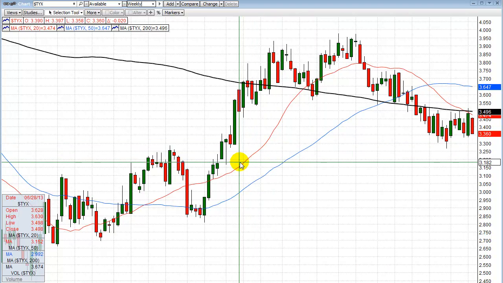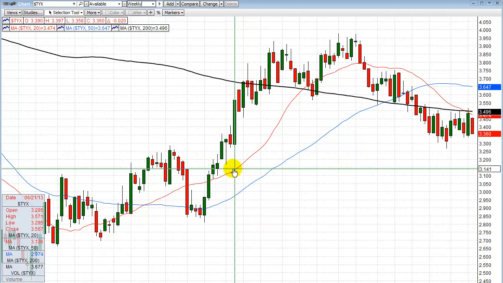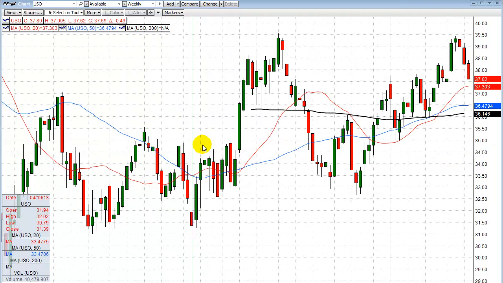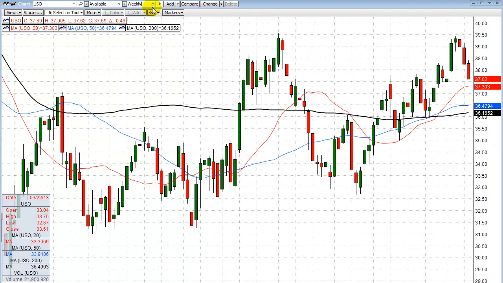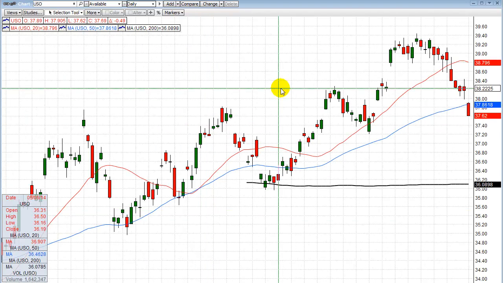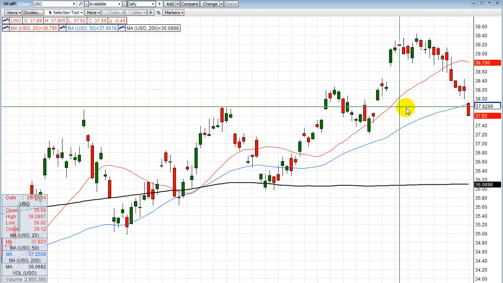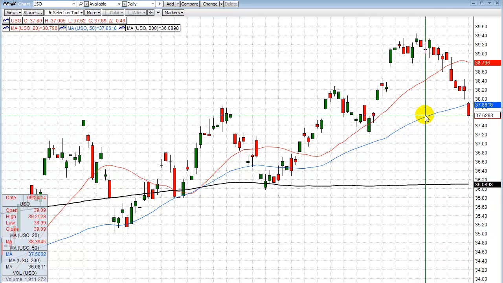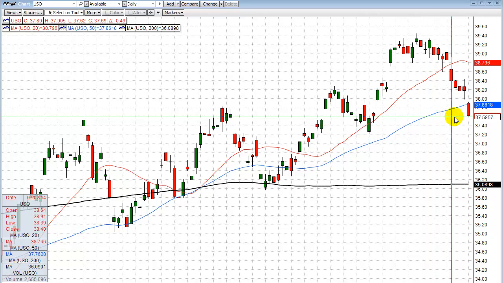Let's see what else we've got in the cards. We talked about the market. We talked about gold. How about oil? Oil came down again today. This is a weekly chart. Let's go over to the daily chart. Oil came down again today, and it basically came through your 50-period moving average.